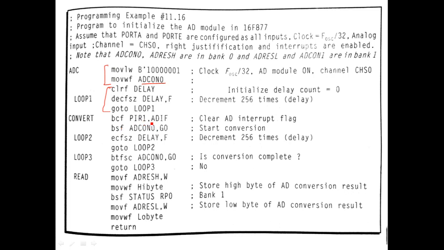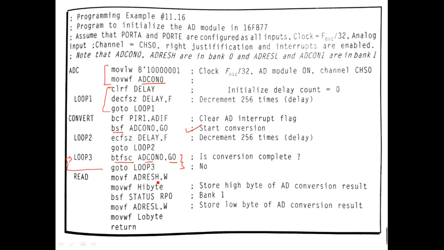Okay, then this particular flag bit is reset. Now here you start the conversion. You are setting the ADCON GO bit, using bit set f. Start the conversion. Again there will be some delay, and then you test the same bit, the GO bit. You can use bit test f skip if clear, and you can remain in this loop till that bit goes back to 0. So here you are checking whether the conversion is over or not. When the conversion is over, the result is ready in the result registers.